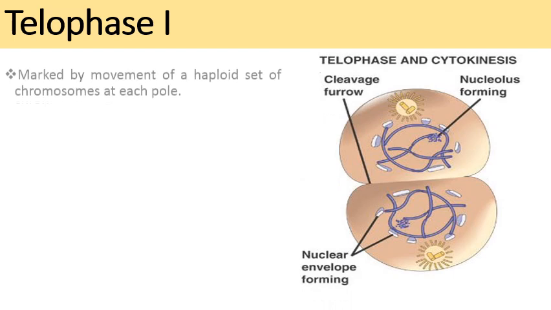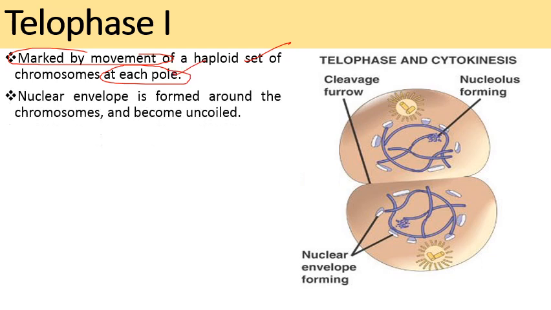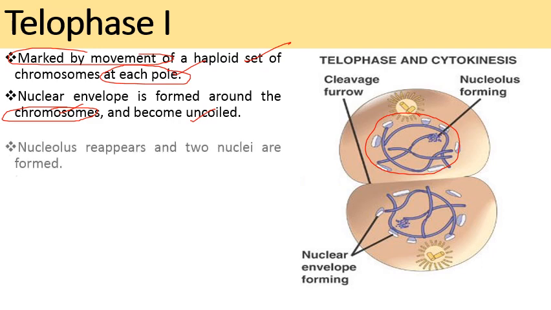Next, Telophase I, that is the last stage of Meiosis I. This stage is marked by movement of haploid set of chromosomes at each pole. So chromosome number will become half, and the haploid set of chromosomes will move towards the opposite pole, and nuclear envelope is formed around the chromosome. The nuclear envelope forms around the haploid set of chromosomes and becomes uncoiled. The chromosomes will uncoil and are converted into chromatin fibers.